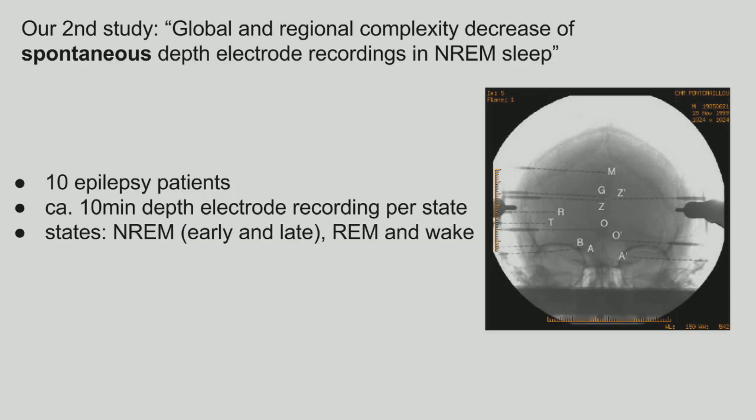Now, a second data set we applied these measures to was depth electrode recordings of epilepsy patients. These unfortunate people have deep pins in their brains for pre-surgical evaluation, such that the surgeons know where to cut. And they stay in there for a few days. So you get depth electrode recordings of different sleep phases. And sleep is, of course, a good example for falling into unconsciousness. That's what's happening to all of us every night.